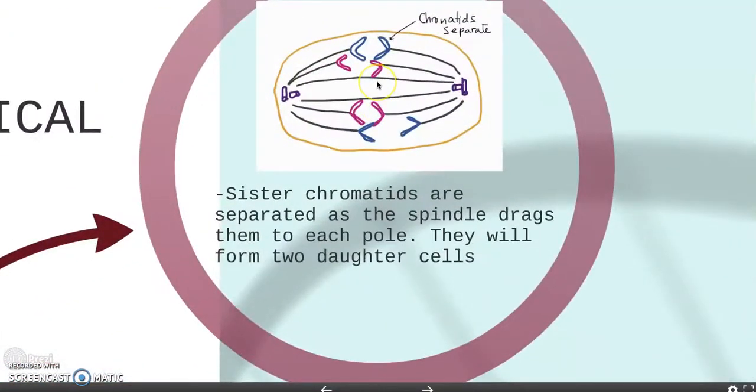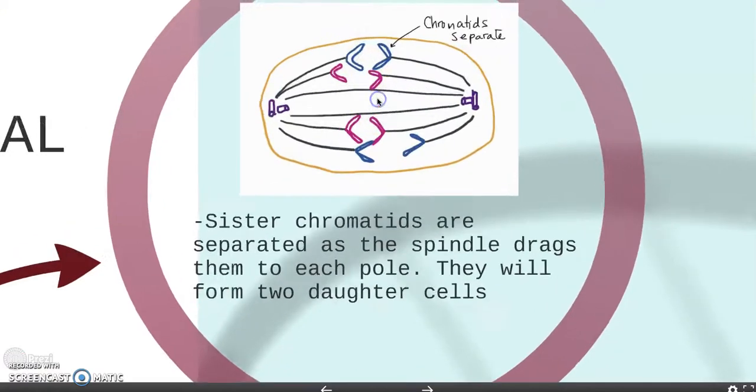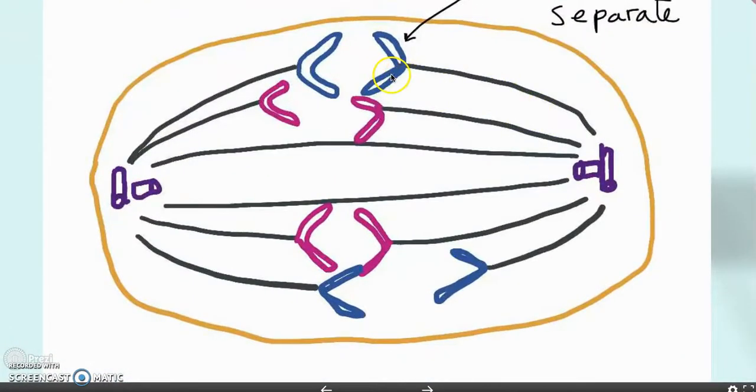In anaphase, microtubules shorten. They become smaller, shorter, and they pull away the chromatids that build the chromosome, and they separate the chromosomes in two.